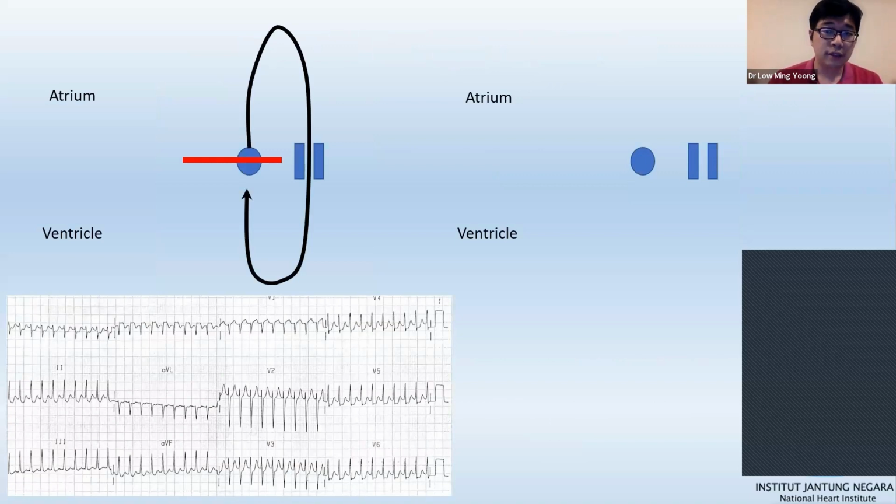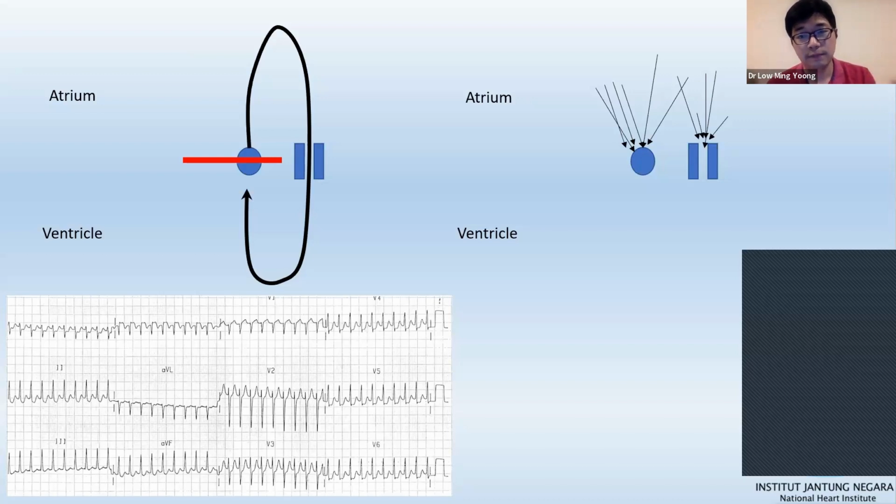Whereas in pre-excited AF, the AF is bombarding the atrium, the AV node and the accessory pathway. That means both of them are conducting down, but the patient is not dead because the AV node is conducting down. The AF rate normally is 450 to 600. If you block the AV node, the accessory pathway has a very short refractory period, meaning it can conduct very fast. It may not conduct 450, but it will conduct at 300. If it conducts at 300, your ventricle cannot take rates at 300. The ventricle is going to go into VF, and the patient will go into asystole. Okay, so this is very dangerous.